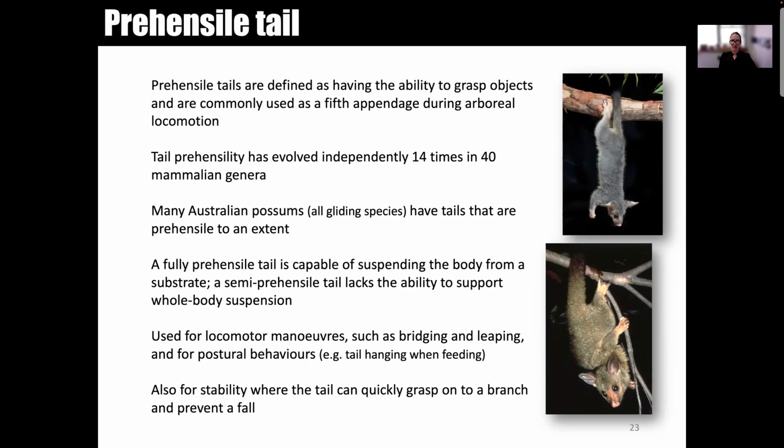So as I mentioned, many Australian possums, as well as all the gliding species, have tails that are prehensile to some extent. So a fully prehensile tail is capable of suspending the body from a substrate, whereas a semi-prehensile tail lacks the ability to support whole body suspension. So it's used for locomotor manoeuvres such as bridging and leaping, and for postural behaviours such as hanging while feeding. It can also be used for stability and support, as the tail can quickly grasp onto a branch and prevent falling from the tree.